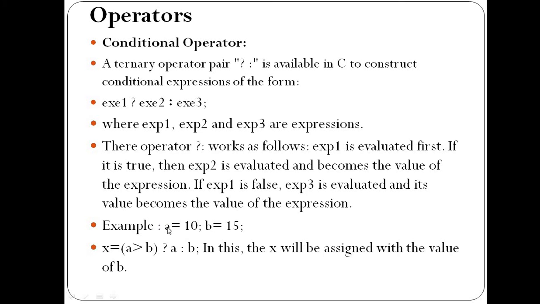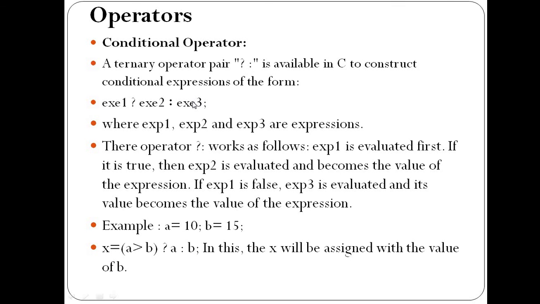So let us take an example. Suppose I am declaring two variables, initializing a = 10 and b = 15, and creating an expression using the conditional operator: x = a > b ? a : b. So x will be assigned based on whether a is greater than b. Is 10 greater than 15? No. So the condition is false, meaning the first expression is false. So it will skip a and assign the value of b. So what is the value of x? It will be 15.